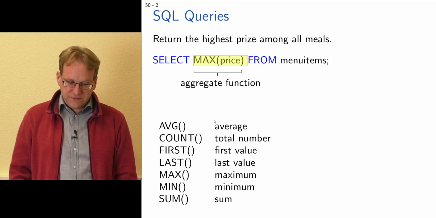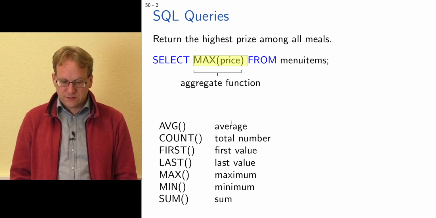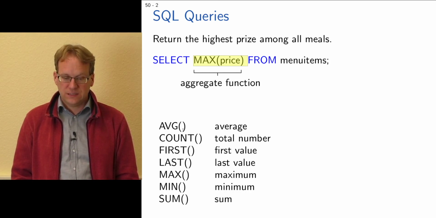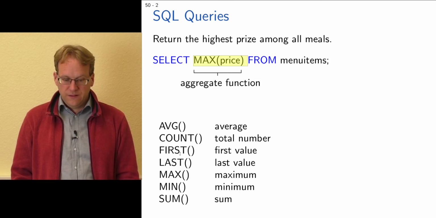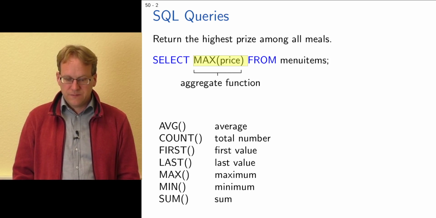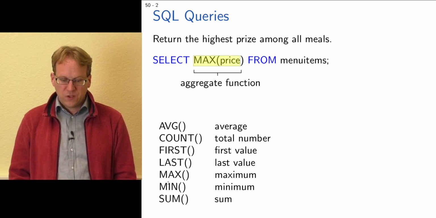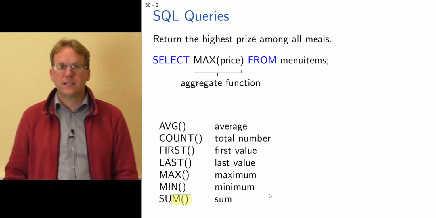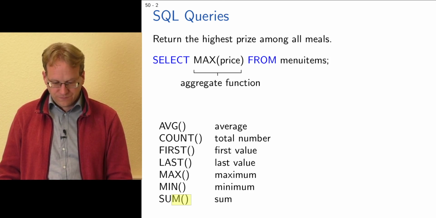Well, these aggregate functions, of course, there exist quite many, like computing the average from all values in a column, or the total number of values in a column, the first or the last value in a column, the maximum and minimum value, well, maximum is what I used here, or the sum of all values in a column. So that can be used in queries like this.